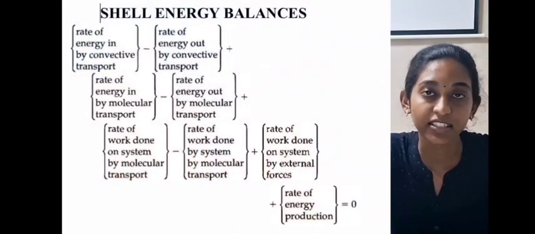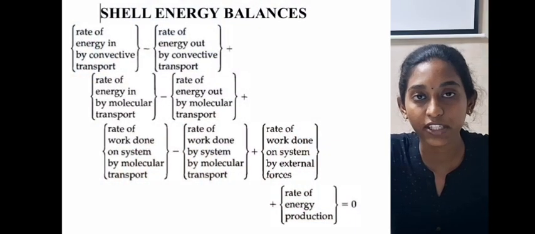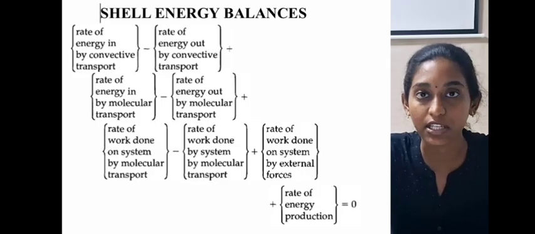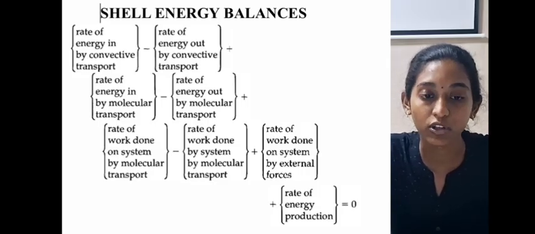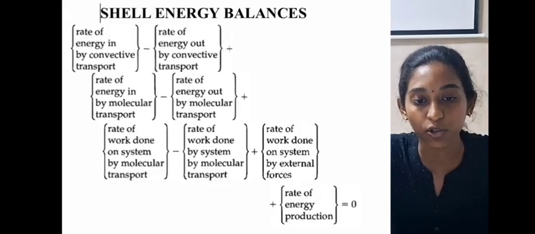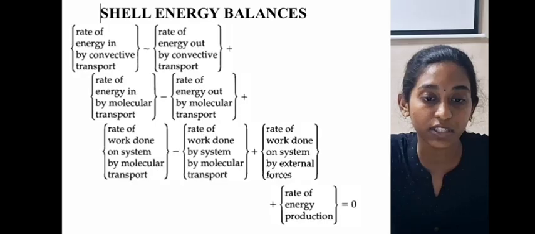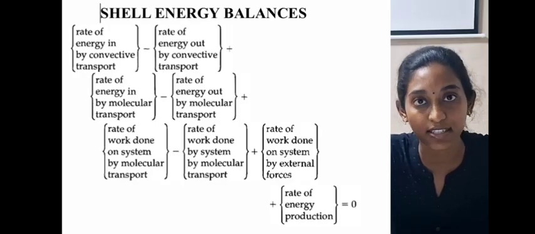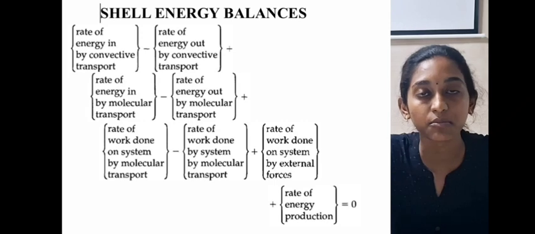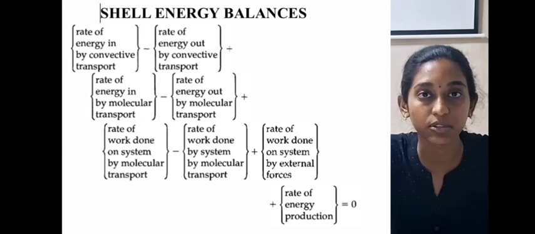The shell energy balance equation is as follows. Rate of energy in by convective transport minus rate of energy out by convective transport plus rate of energy in by molecular transport minus rate of energy out by molecular transport plus rate of work done on the system by molecular transport minus rate of work done by the system by molecular transport plus rate of work done on the system by external forces plus rate of energy production is equal to 0.